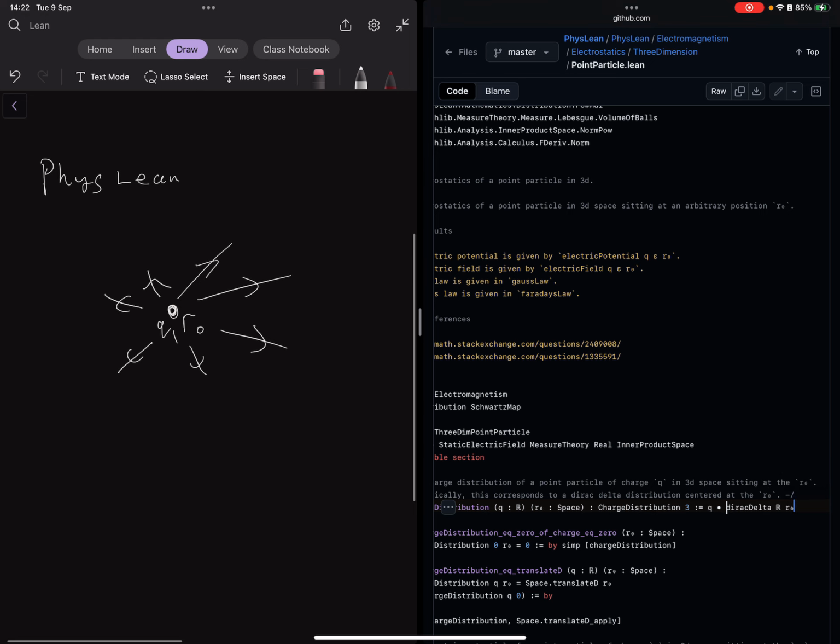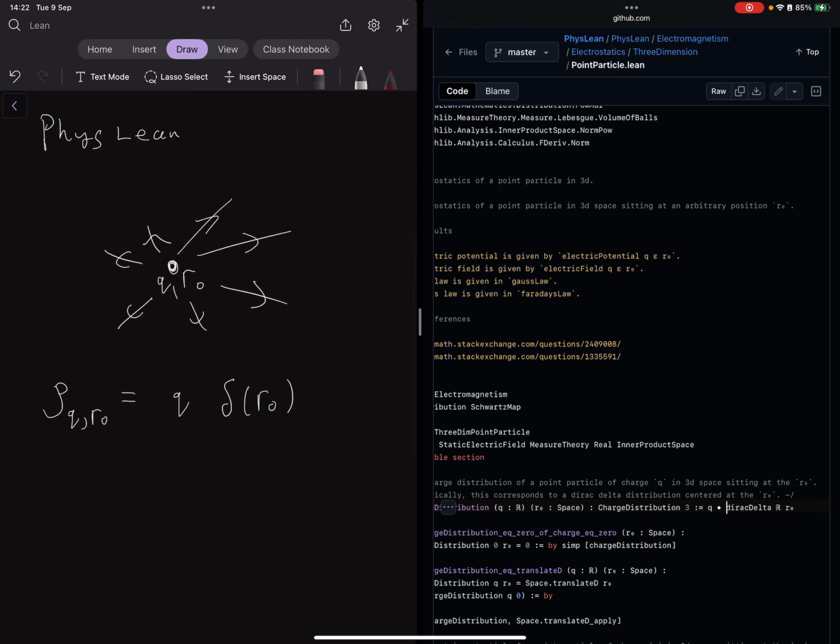So let me write that here on the left-hand side of the screen. The charge distribution, given a charge Q and a point R0, so R0 is the point where the particle is, this is equal to Q times the Dirac delta function at R0. And a physicist would write this as follows. They would usually write this as a function. So they'll take some quantity R, and they'll say that this is equal to Q times the Dirac delta function of R minus R0.